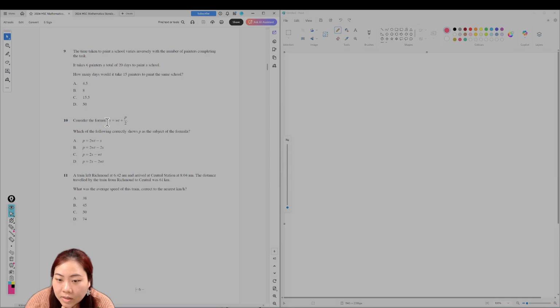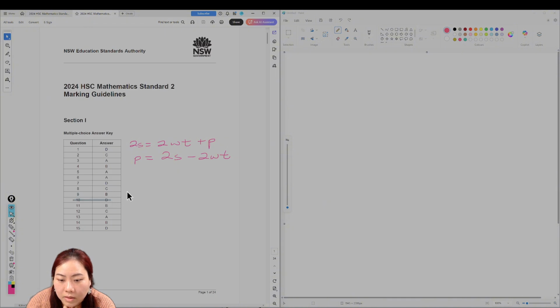Question 10. Consider the formula S equals WT plus P on 2. Which of the following shows P as the subject of the formula? Let's quickly do this one. I'm going to times 2 to both sides. It's 2S equals 2WT plus P. And then I'm going to minus 2WT on both sides so I can get P on its own. So it's 2S minus 2WT. This one here, 10D.